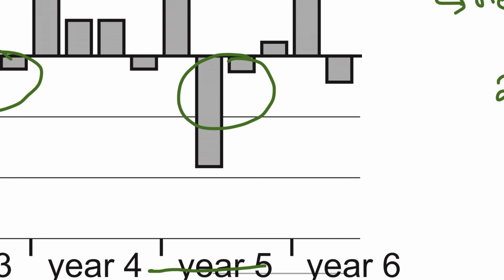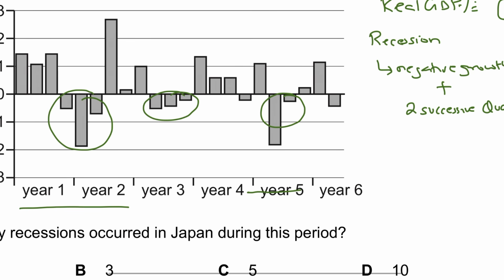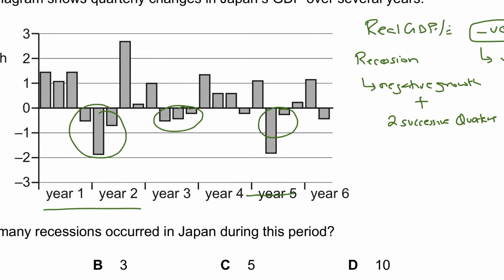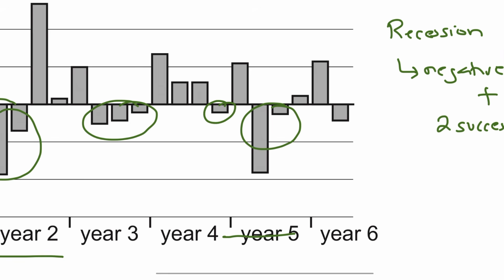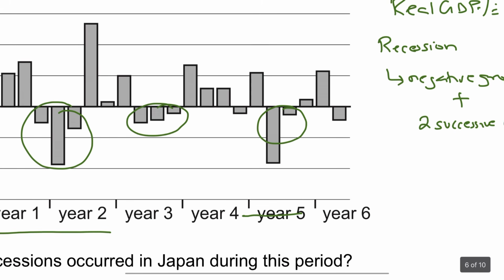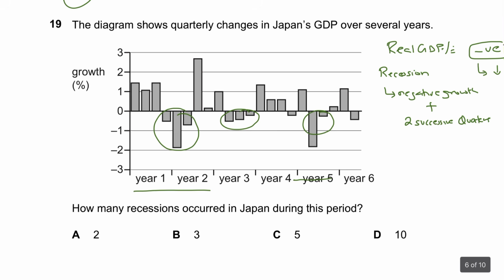right? So the fact that these bar charts are drawn consecutive to each other is representing a sustained, consistent, persistent decline in real GDP over a certain period of months. While this is also showing a negative growth rate, the growth rate then becomes positive. So this can't really reflect a recession, right? So again, it shows how many recessions occurred in Japan during this period. So over the period of 6 years, we can say that 3 recessions occurred. So that is what, B for boy, is the correct answer.